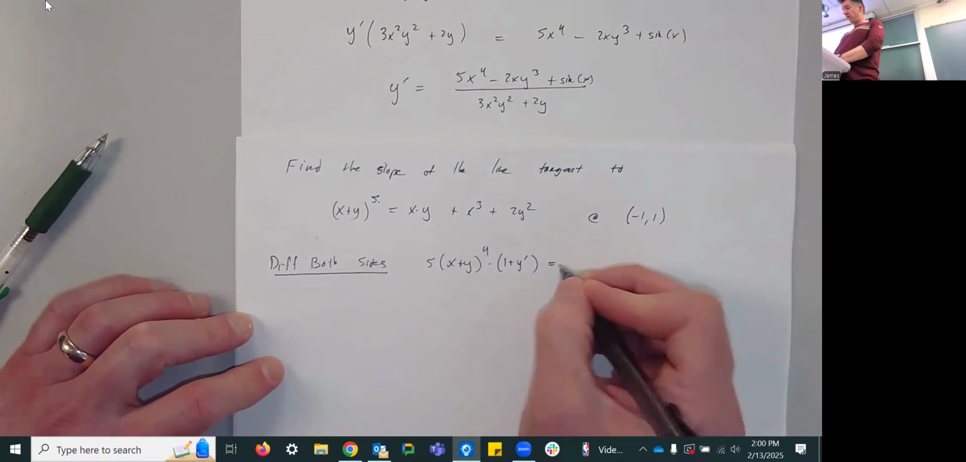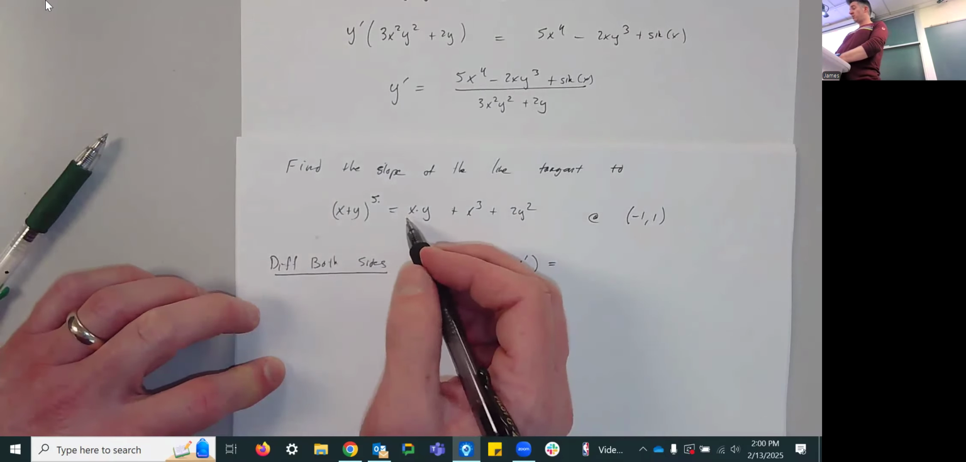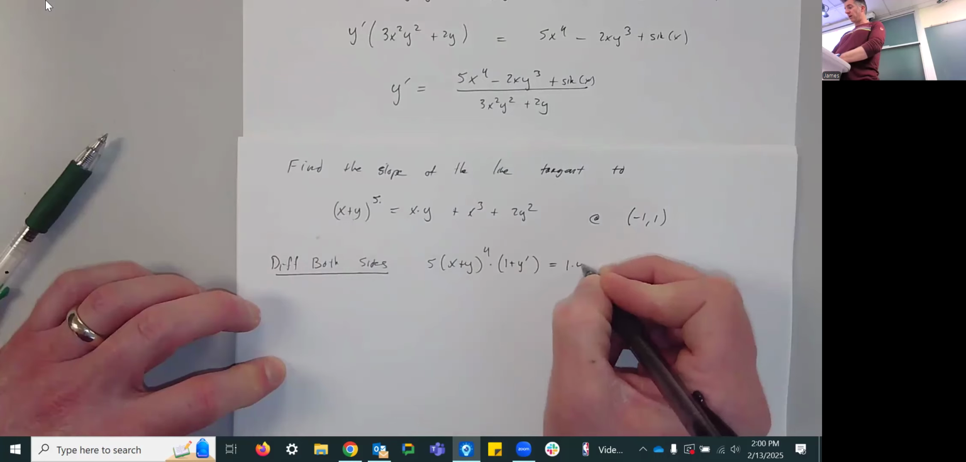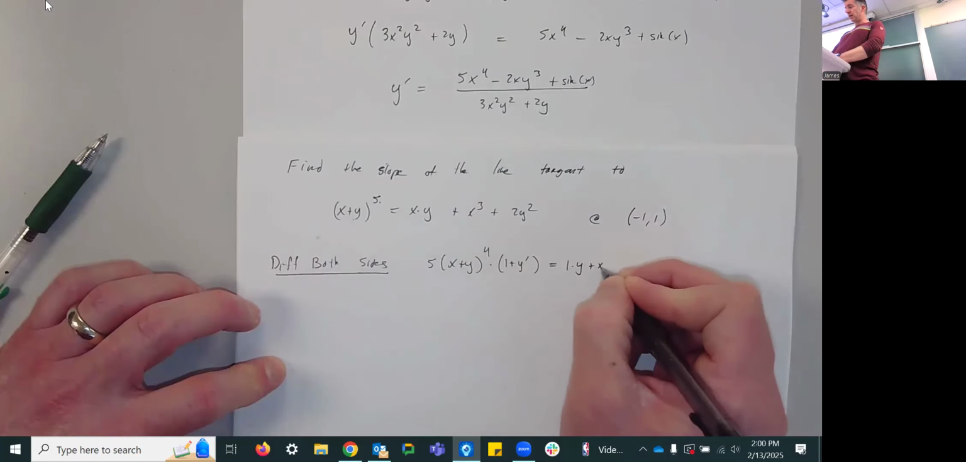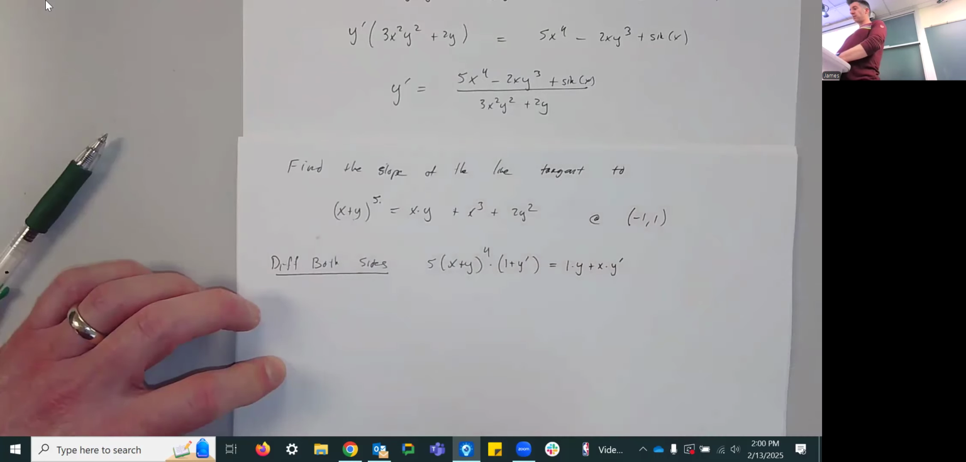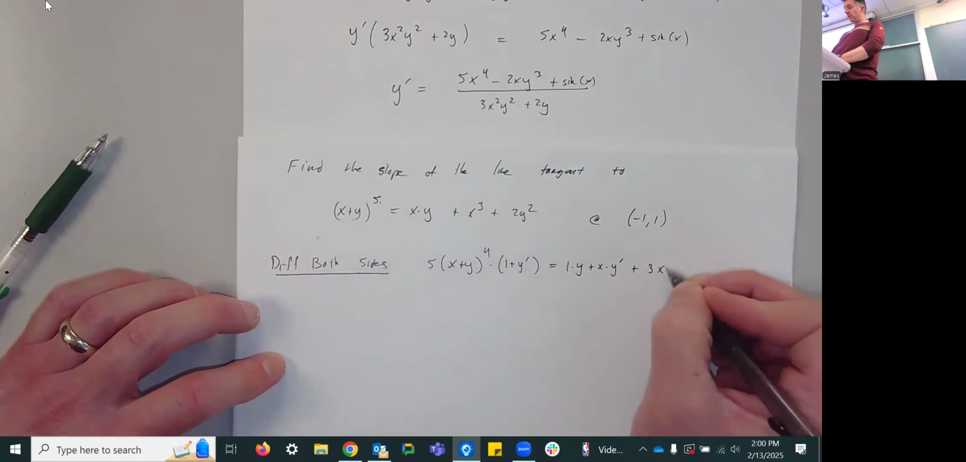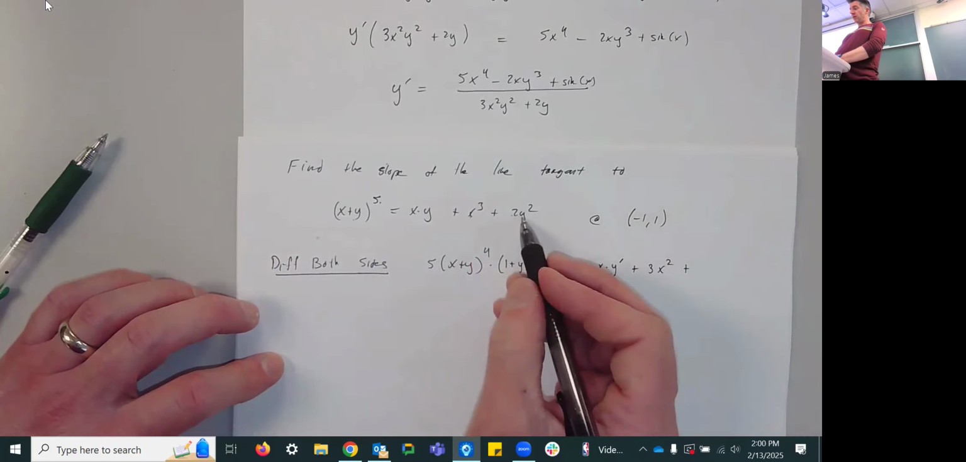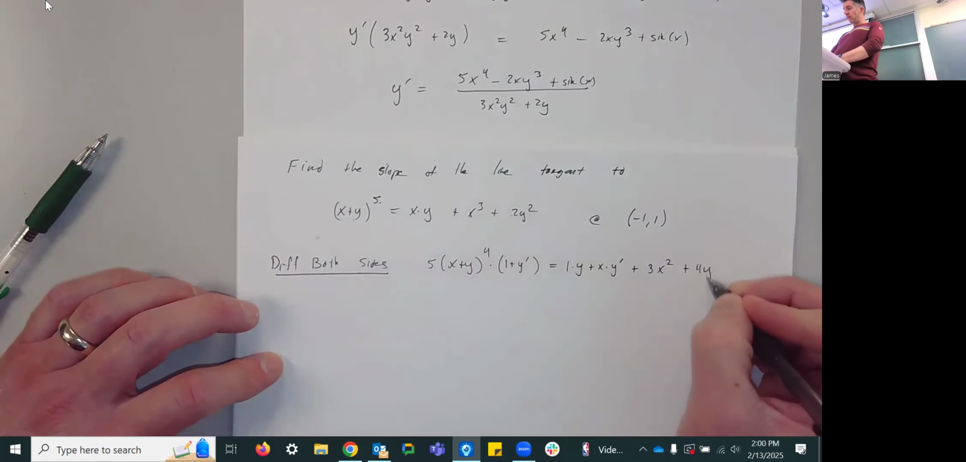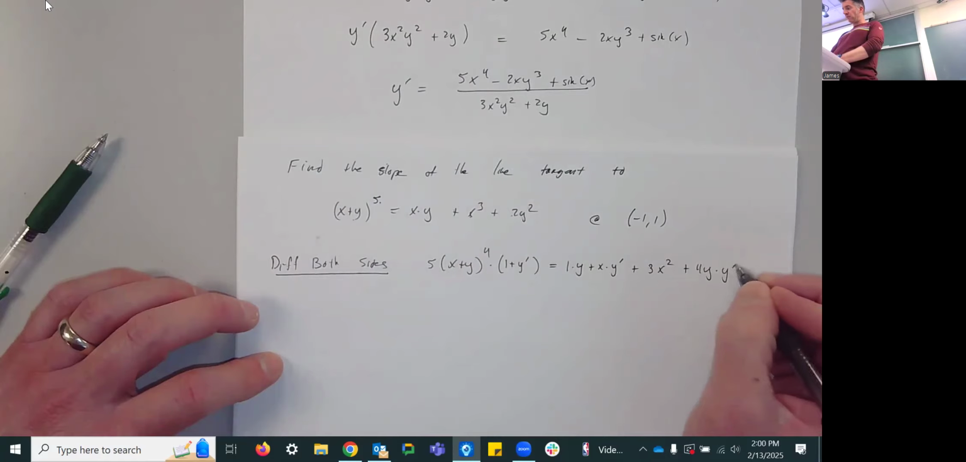equal to, okay, for x times y, we have to use the product rule. The derivative is going to be 1 times y plus x times the derivative of y, plus the derivative of x cubed, which is 3x squared, plus the derivative of 2 times y squared, which is 4 times y to the first times the derivative of y.